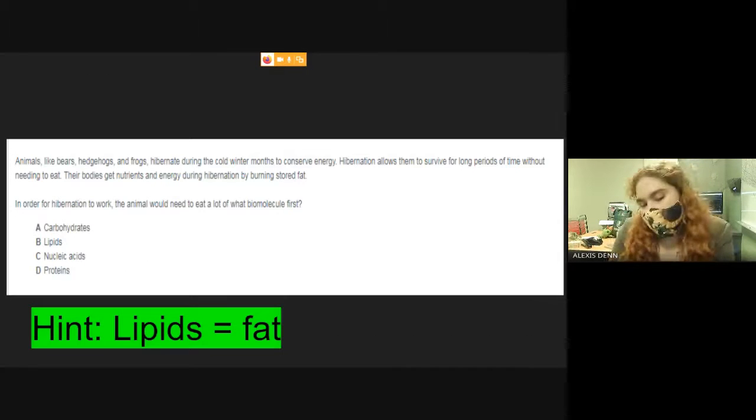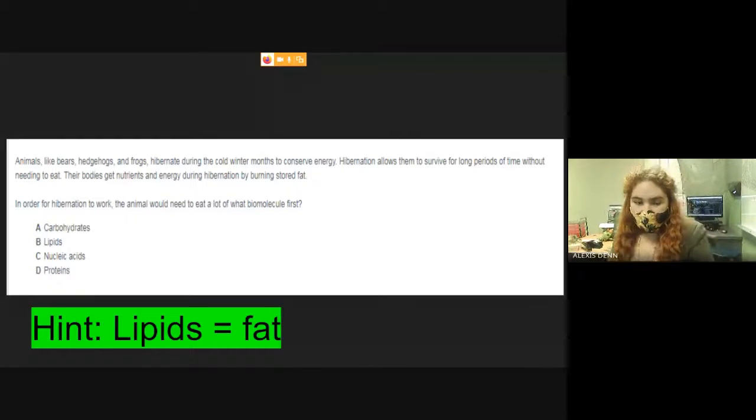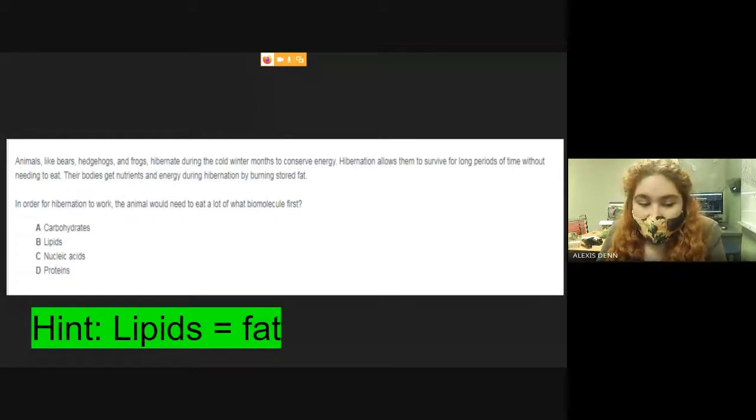Animals like bears, hedgehogs, and frogs hibernate during the winter months to conserve energy. Hibernation allows them to survive long periods of time without needing to eat. Their bodies get nutrients and energy during hibernation by burning stored fat. In order for hibernation to work, the animal would need to eat a lot of what biomolecule first? A, carbohydrates, B, lipids, C, nucleic acids, or D, proteins. Your hint is that lipids are fats.